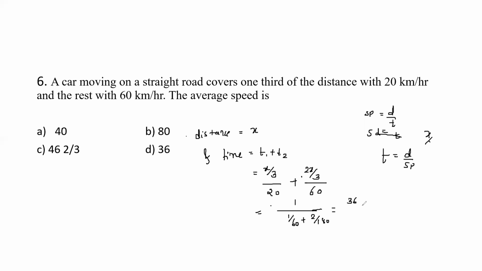Therefore, the answer is 36 kilometer per hour. That is option D is the correct option. Option D is the correct option here.